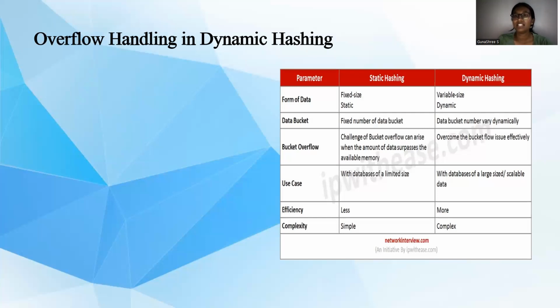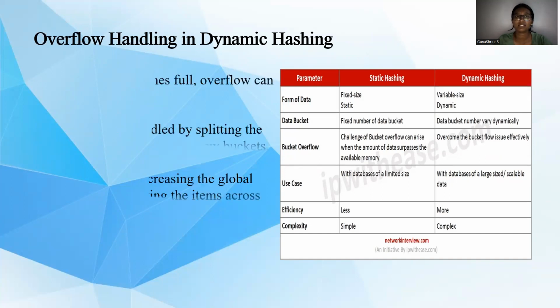In static hashing, the challenge of bucket overflow will arise when the amount of data surpasses the available memory, or when we try to input n number of values although the specified memory is allocated. Whereas in dynamic hashing, the bucket overflow issue is overcome effectively. Static hashing is used with databases of limited size, whereas dynamic hashing can be used with databases of large or scalable sizes. Static hashing is less efficient, whereas dynamic hashing is more efficient. Static hashing is simple in its complexity, whereas dynamic hashing is complex in its complexity.